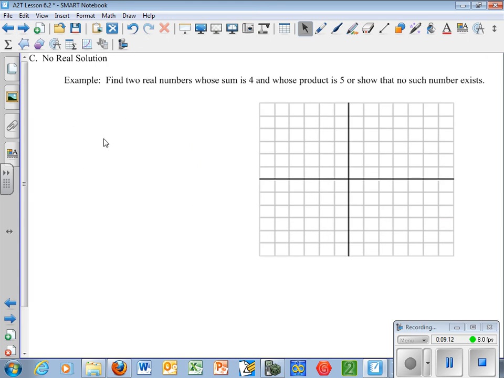Okay, let's look at this. This is a word problem. Find 2 real numbers whose sum is 4. Sum means we're going to add here. And whose product is 5. Product means multiply. So you have to know what those words mean, or review what those words mean. Okay, so I'm going to let x be one of my numbers. That's one of my numbers.